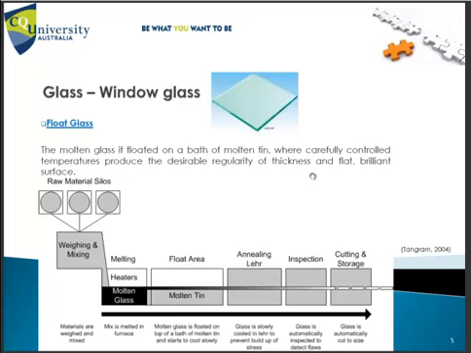The first type of glass we're going to talk about today is float glass. As you can see from the manufacturing process here, all the raw materials are weighed and mixed, and they are heated to a certain temperature so they are melted. They are then cooled to a certain temperature, and after an inspection has been completed, they are cut, stored, and shipped to the retail or the construction site.